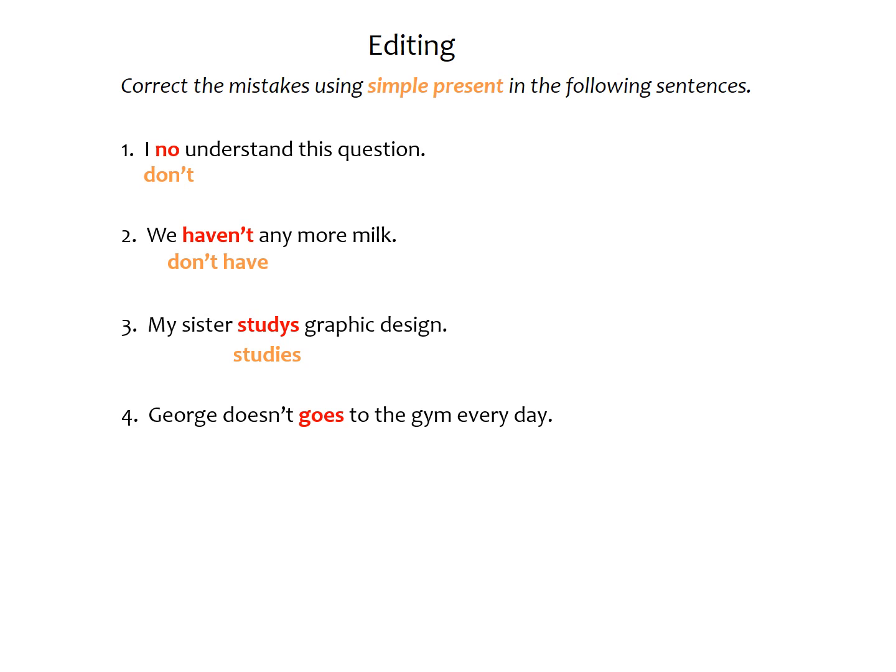Number 4, George goes to the gym every day. The correction here is George doesn't go to the gym every day. When using a helping verb in a question or a negative, the main verb does not change. Number 5, my mother is cook very well. The correct way to say this is my mother cooks very well. We don't want to combine the main verb with the be verb. Just use the main verb on its own in an affirmative sentence.